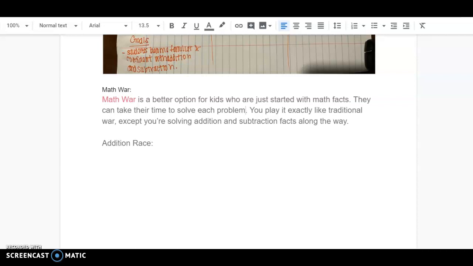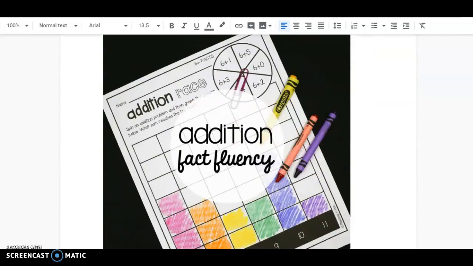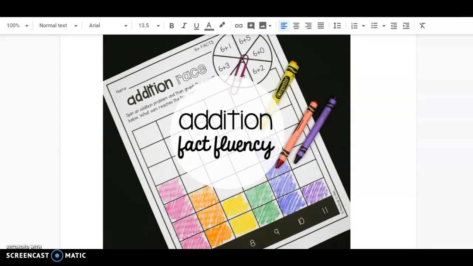This is actually played like a traditional war with cards, except this time you're solving addition and subtraction facts along the way. So not only does this activity make it fun, but it also makes it memorable and repetitive for students. My second activity is addition race, and this is what this looks like.